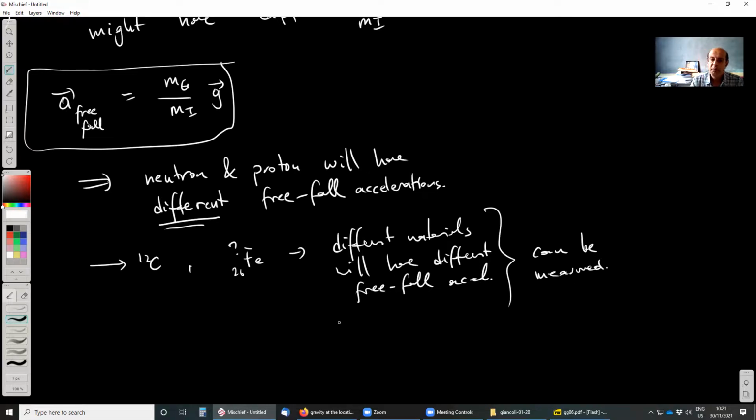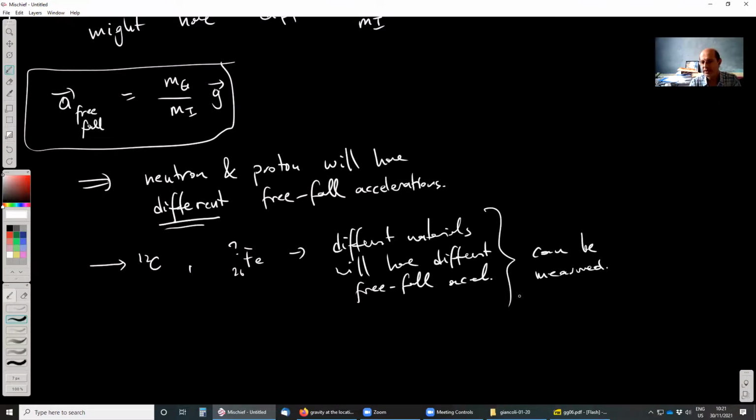Okay, the problem is, if they are different, we don't know how different they are. Are they different in one part in a million, or one part in a billion? If they are different in one part in a billion, then we have to do a very accurate measurement to be able to measure that difference.